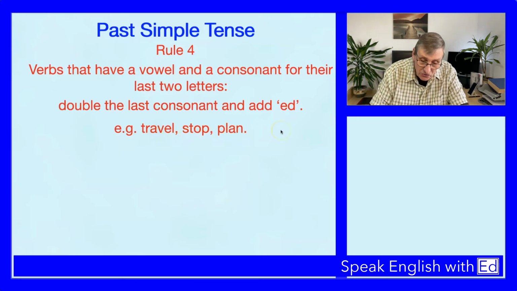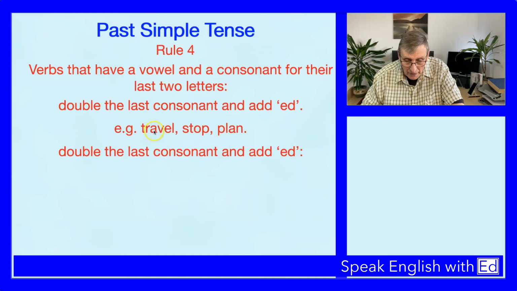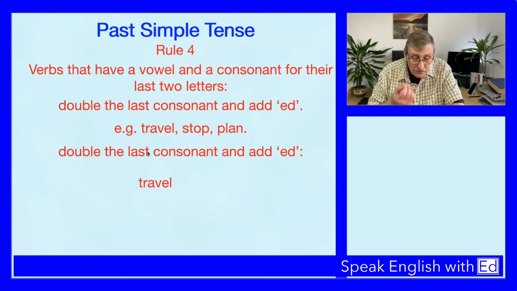Now, to turn these into the past tense, we have to double the last consonant and add an ed. So what does that mean? Well, it means taking travel, where the last consonant is the last letter in the word, and you double it, so it needs another L. You have to double it to make two L's, and then you add ed. So now we have travelled. This is travel; in the past tense, it's travelled.